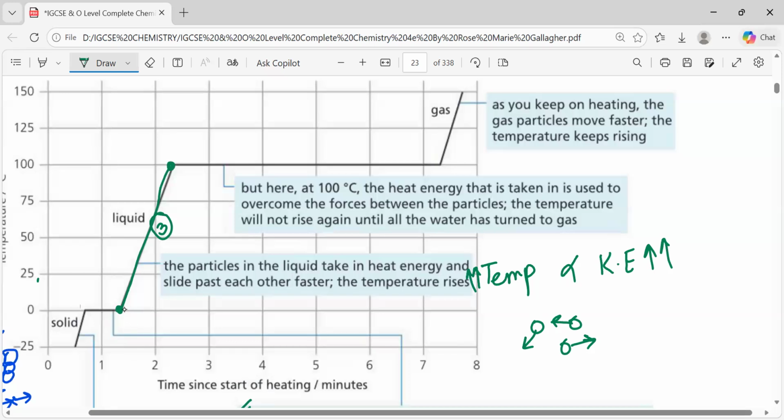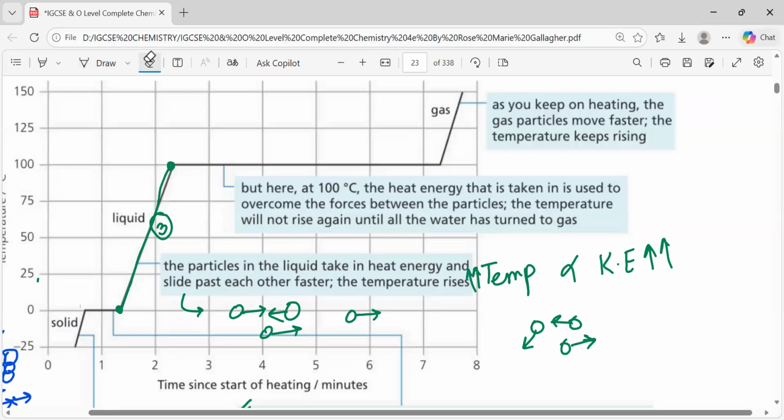So this is what will happen here. You have liquid water, and you are heating it. You are constantly providing heat until 100 degrees Celsius. Till this point, what will happen? Kinetic energy will increase actually. The particles in the liquid take in heat energy and slide past each other. What is meant by slide past each other? They will vibrate and they will slide past each other at a faster rate and the temperature will rise. Clear?